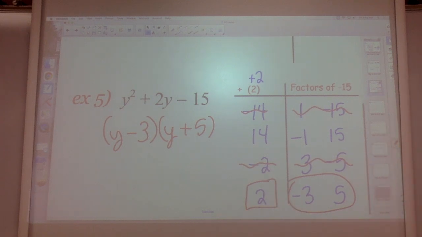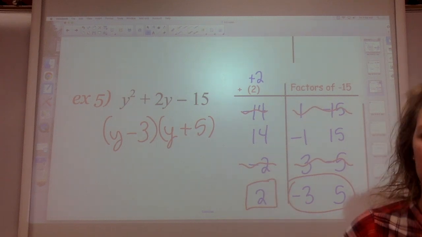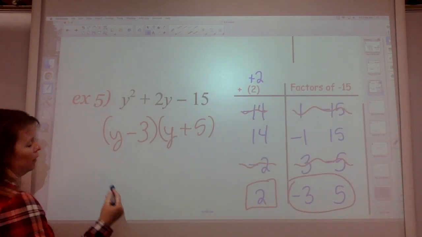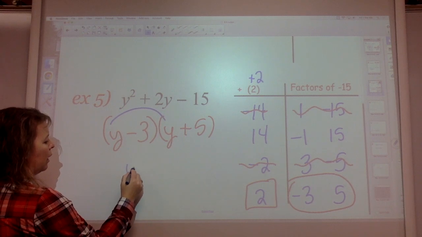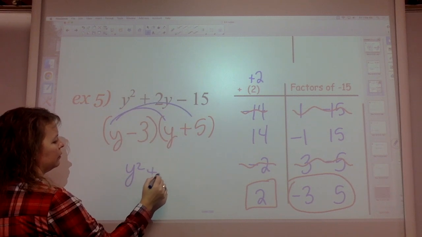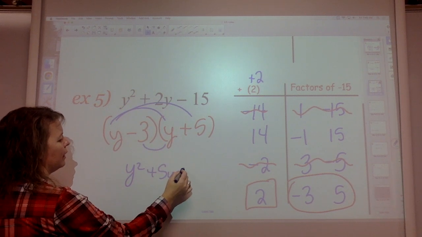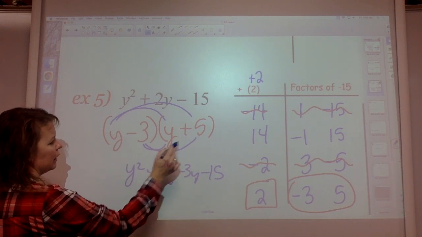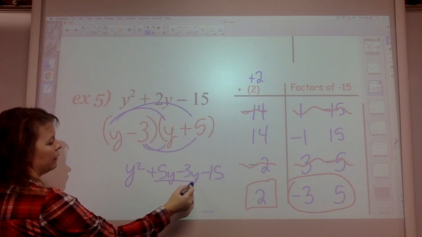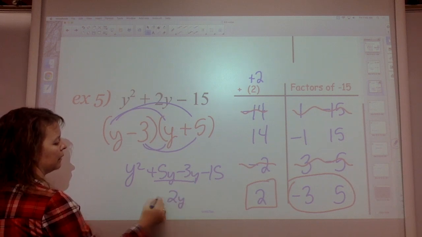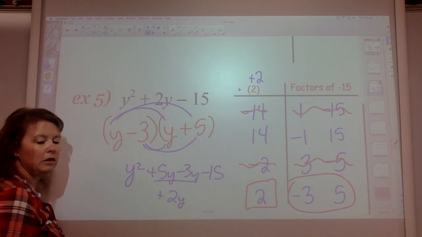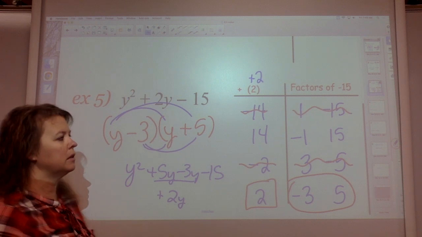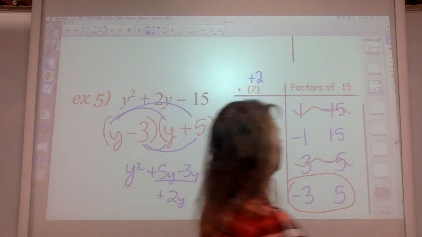Negative 3 plus 5. And you might want to say, are you sure that that's going to work? Does that really work? You could FOIL. You could distribute, do it in your head or do it on paper. Y squared plus 5y minus 3y minus 15, because a negative times a positive. And 5y minus 3y is a positive 2y. So then you can check and see that it worked. And then you get a perfect score on all of your tests and quizzes because you checked your answers and you figured it out.